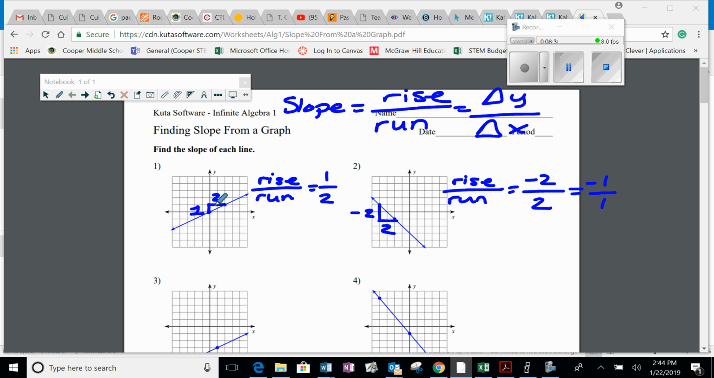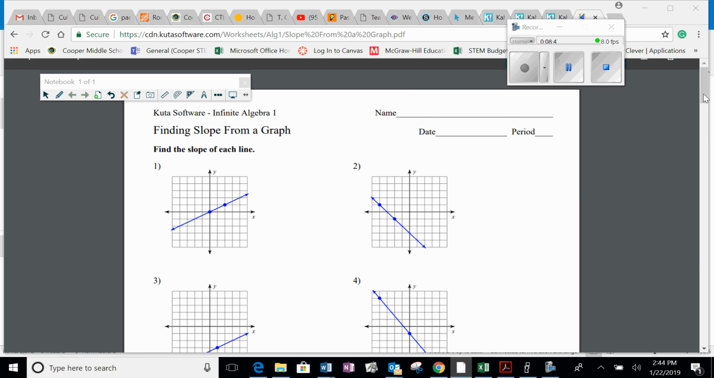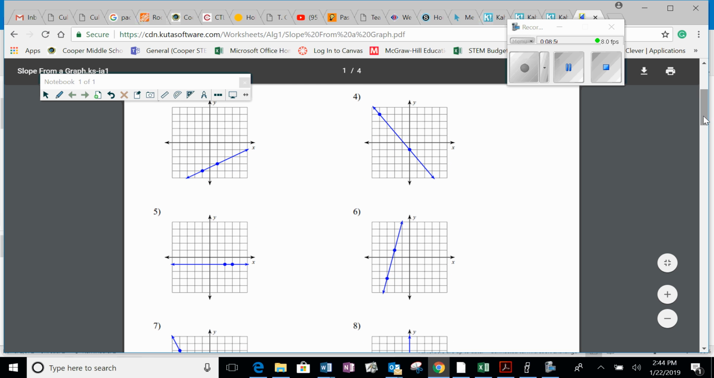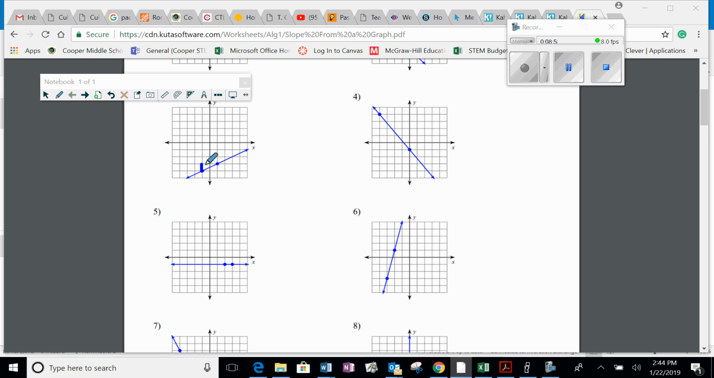Okay? If we wanted to use the slope formula, I could pick those 2 points and use the slope formula as well. Okay? But when you have it graphed, rise over run might be the easiest way to find the slope. Let's do one more together. We look at number 3. I have 2 points labeled. I'm going to rise, and then I'm going to run. How much did I have to rise? 1. How much did I have to run? 2. So my slope is 1 over 2.